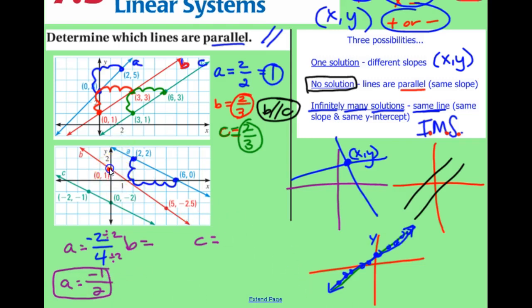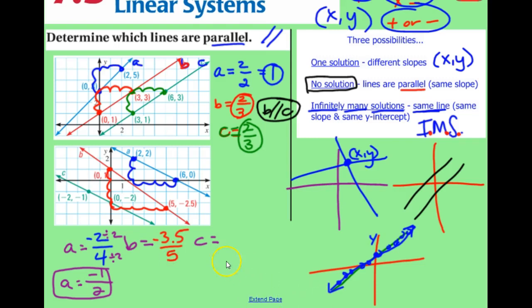Then line B, from here to here. Be careful on this one now, because this point's really in the middle. Notice that's at 2.5. We're going down 1, 2, 3, and then a half would be in the middle. We went down 3.5, and over 1, 2, 3, 4, 5.